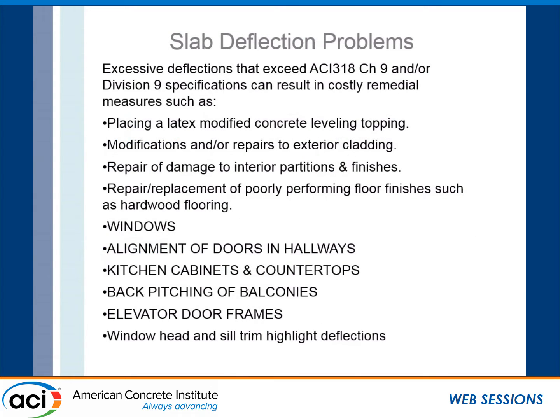Some slab deflection problems that we are challenged with: excessive deflections that exceed ACI 318 Chapter 9 and/or Division 9 can result in some really costly remedial measures, such as placing latex-modified concrete leveling, modifications and/or repairs to exterior cladding, repair of damage to interior partitions and finishes, replacement of poorly performing floor finishes such as hardwood flooring, and again, windows, alignment of doors and hallways, kitchen cabinets and countertops, of course, back pitching of balconies. Elevator door frames and window head and sill trim highlight deflections.